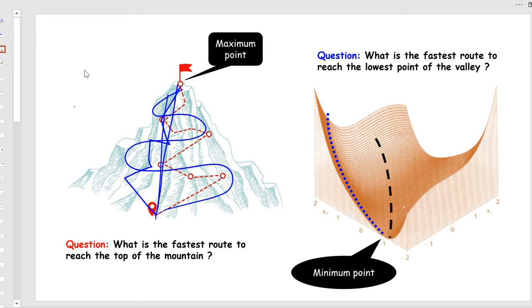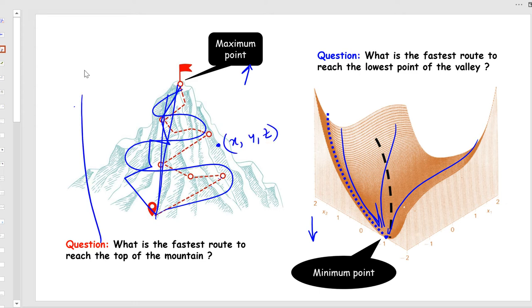Similarly, what would be the shortest route to reach the minimum point of a valley? Whether this is the fastest way, or this one, or this one. In both cases, whether you reach the maximum point or the minimum point, this point will have x, y, and z. From this coordinate, you will go in the x direction, then the y direction, and the height will also be there.